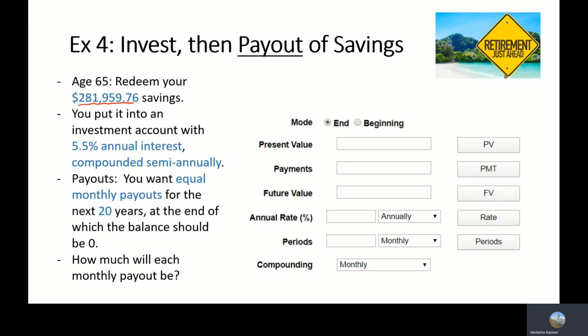So the savings you have, that's your present value, but you're going to invest it. So that's going to be negative because it's coming out of your pocket. And we're going to figure out how much are you going to get if you spread out the payments so that you get regular payments every month for the next 20 years. The interest rate you are investing this at is 5.5%, and it's compounded semi-annually.